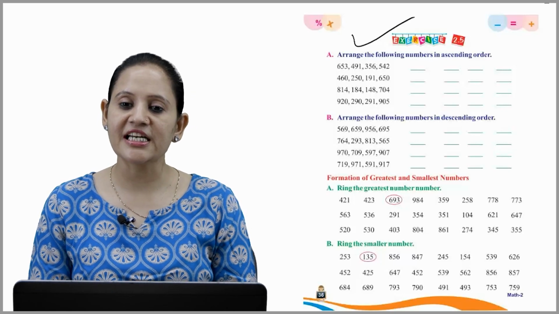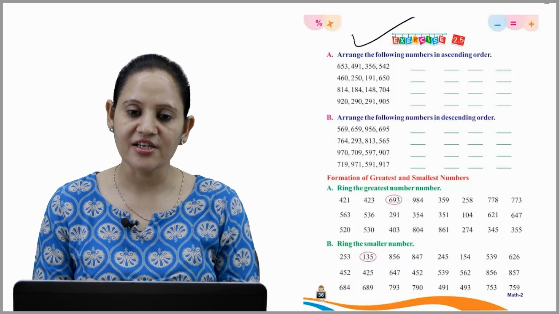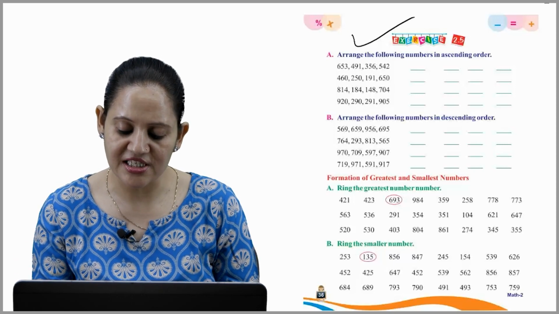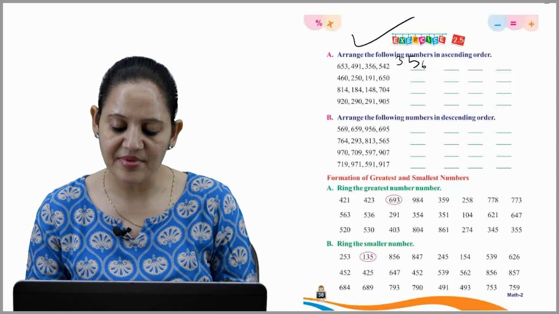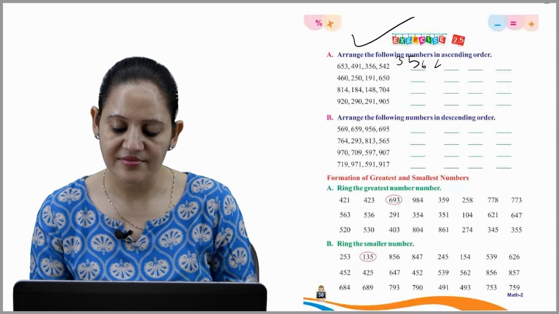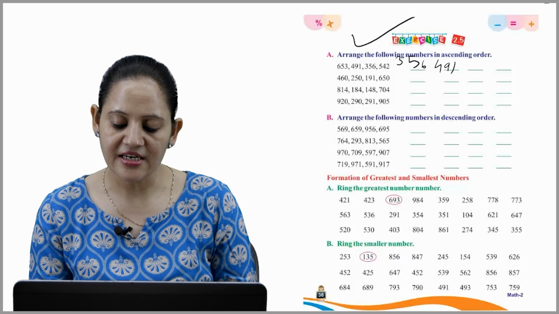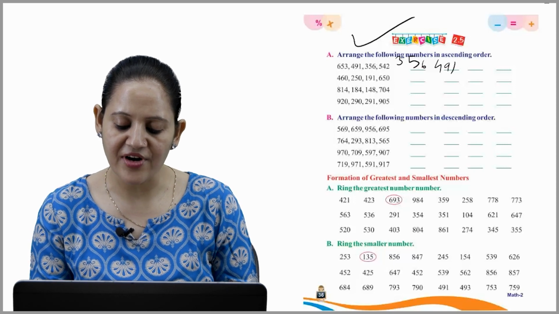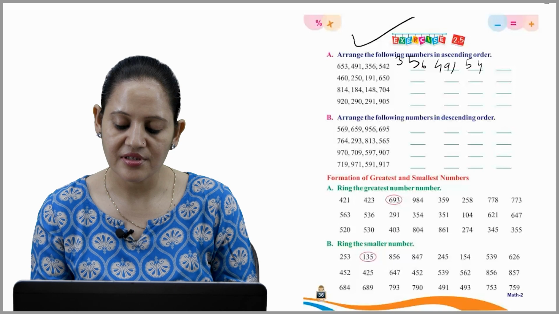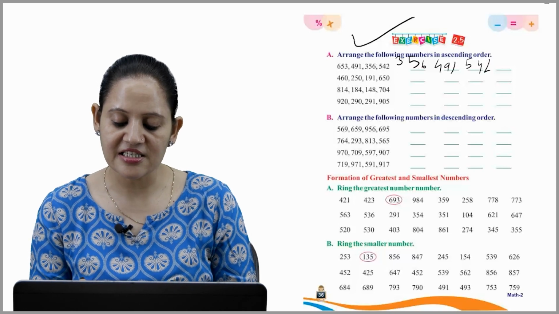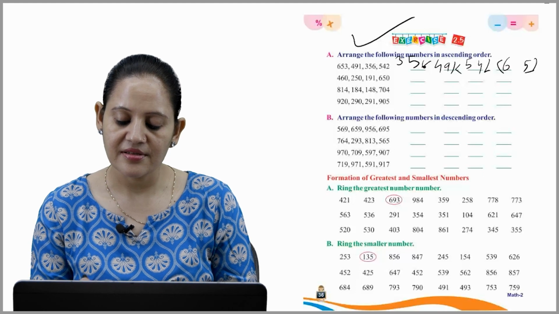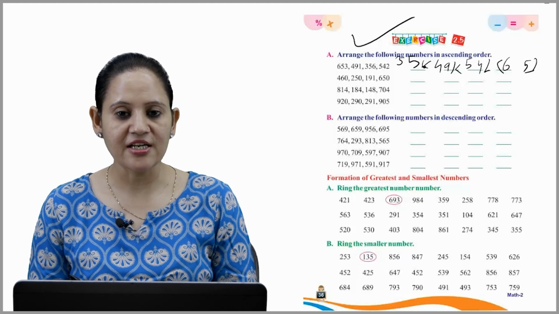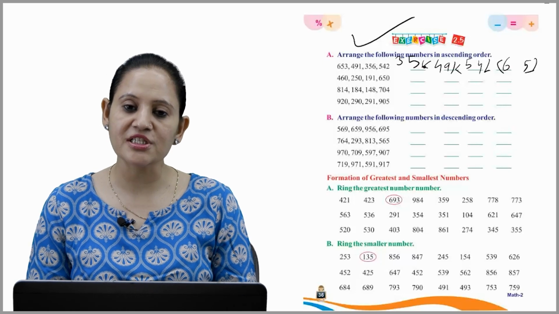Arrange the following numbers in ascending order. Ascending means increasing order में लगाना है. So सबसे पहले हम क्या करेंगे, सबसे smallest से छोटे नंबर से start करेंगे, that is 356. Then next number, that is 491. Then next number हमारा हो जाएगा 542 and the greatest number is 653. This will be the ascending order of the given numbers. So practice all the questions of this exercise.